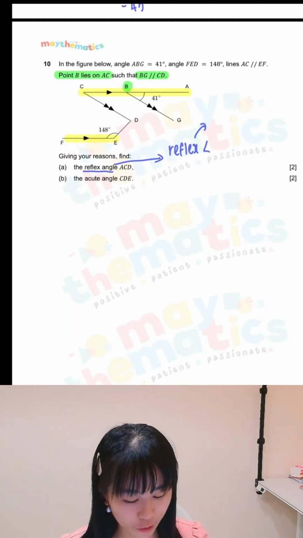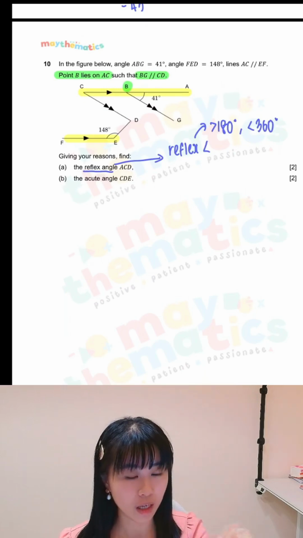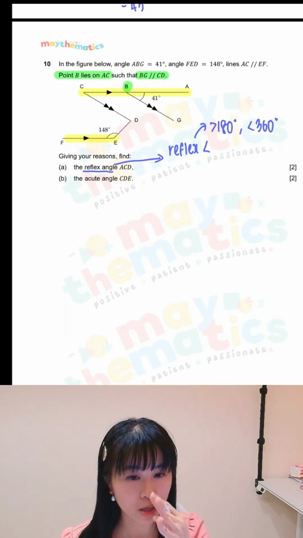180 to 360, very good. More than 180, less than 360. Because if it's 180, it's called a straight angle. If it's 360, it's called the whole angle. So it must be between.